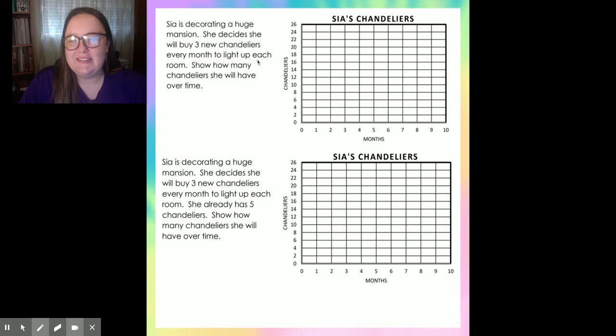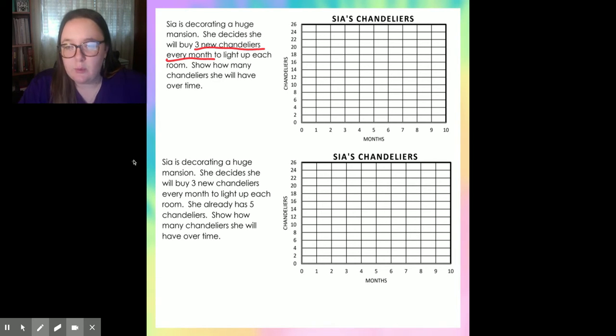So the first one says, Sia is decorating a huge mansion. She decides she will buy 3 new chandeliers every month to light up each room. Show how many chandeliers she will have over time. So let's look at this. Some key parts of information that we need is that she buys 3 new chandeliers every month, right? So every month she's buying 3 chandeliers.